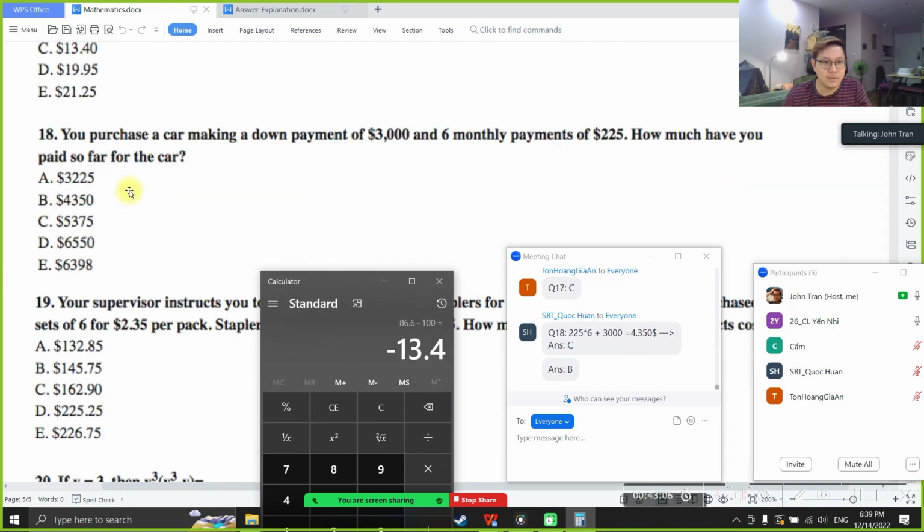Okay, you purchase a car making a down payment of $3,000 and 6 monthly payments of $225. How much have you paid so far for the car?